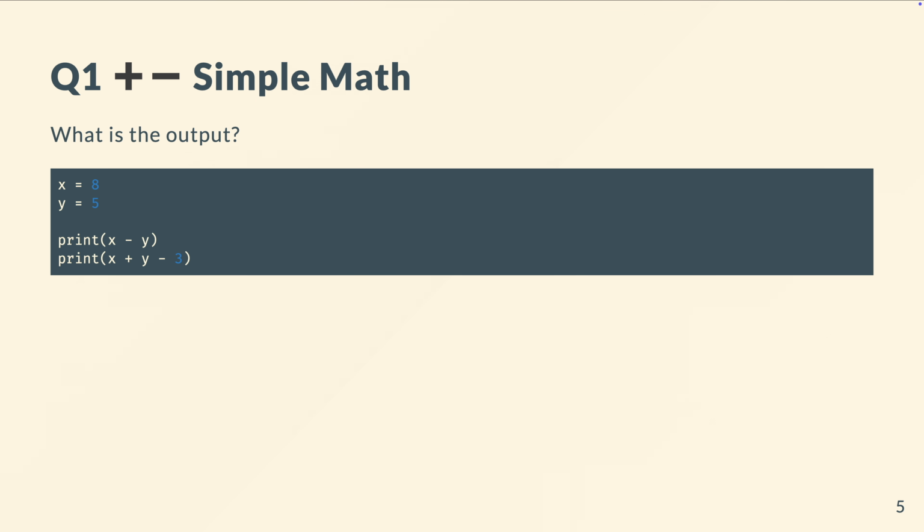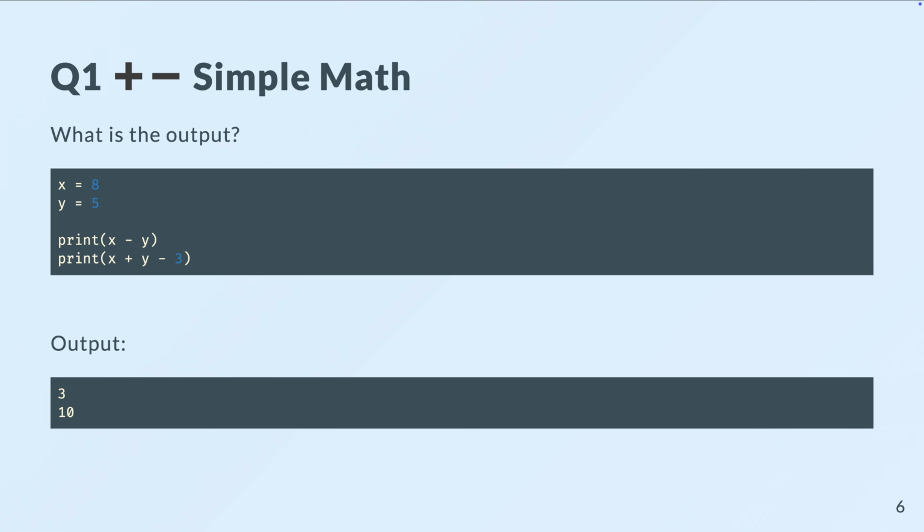Now your turn. We set x to 8 and y to 5. First, what does x minus y print? Second, what does x plus y minus 3 print? Pause the video and try it. Let's check. X minus y is 8 minus 5, which is 3. X plus y minus 3 is 8 plus 5 equals 13. Then 13 minus 3 equals 10. So the output is 3, then 10.